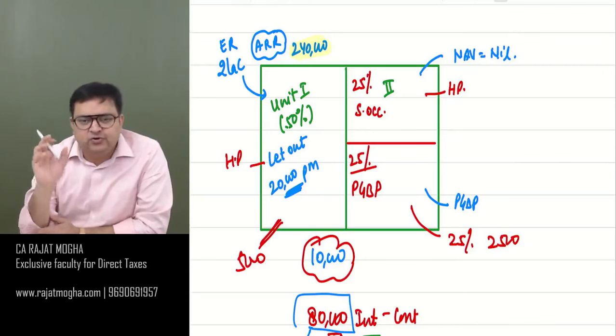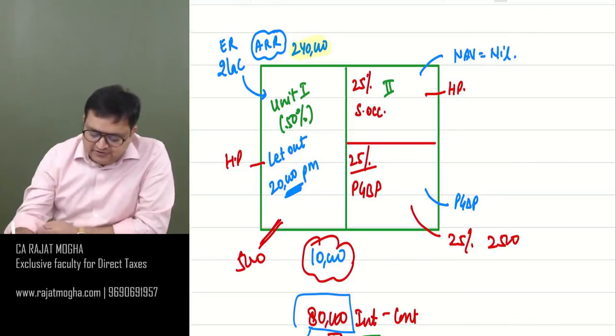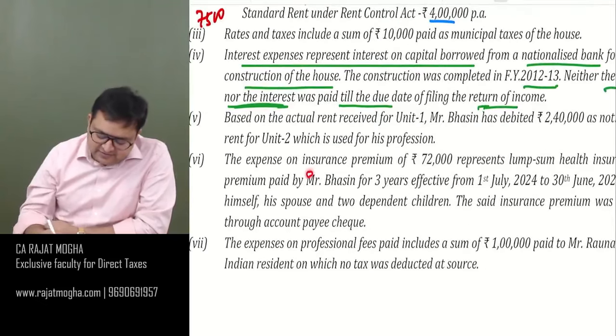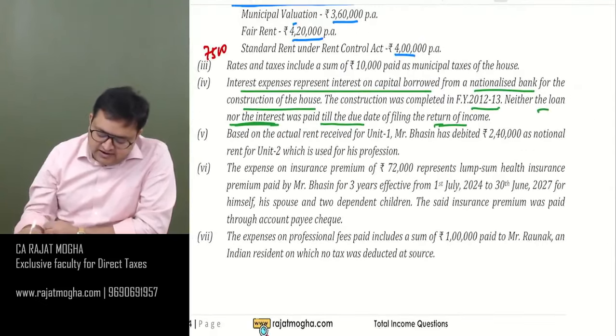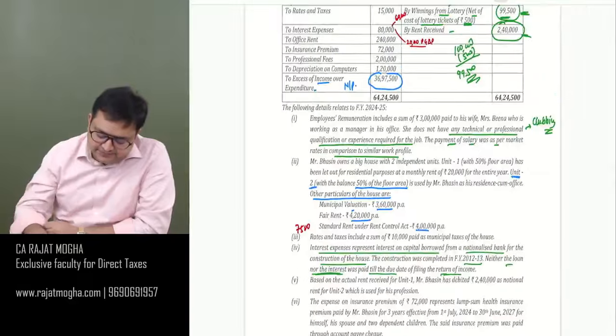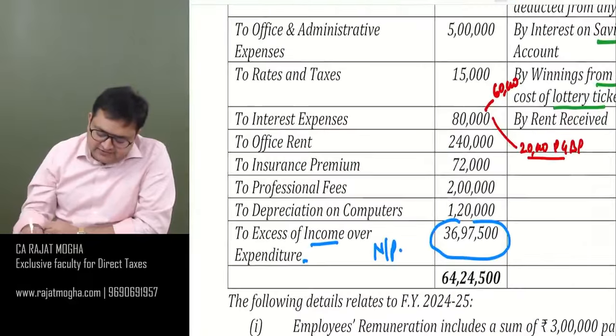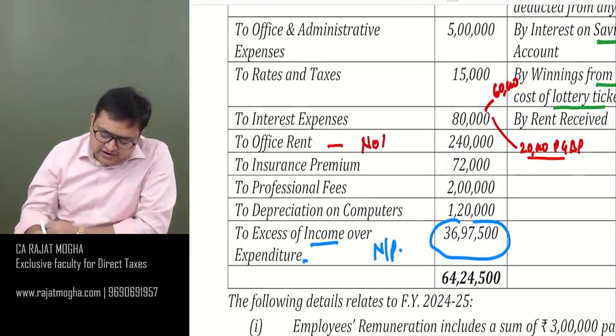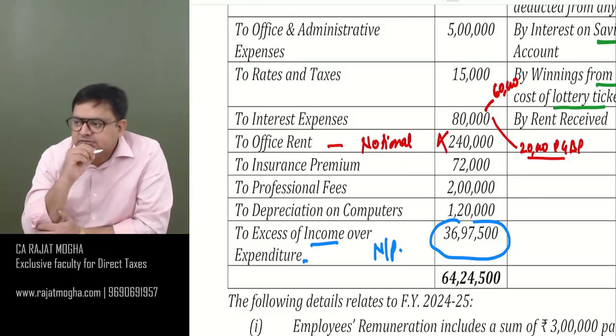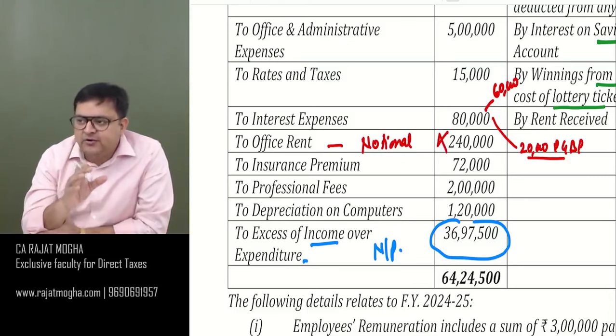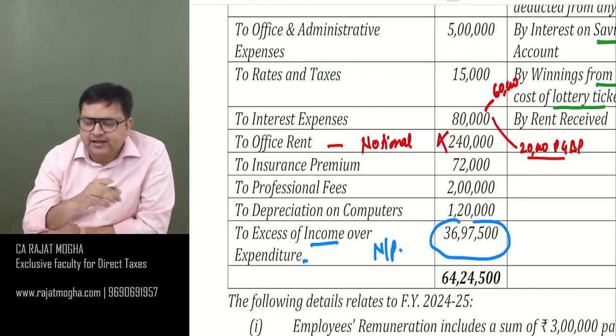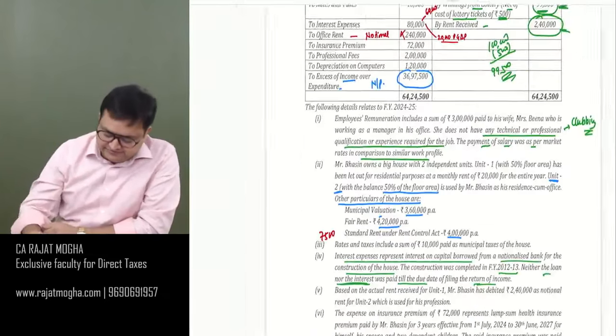Not allowed. The 240 which you have debited. So this person is saying that this expense of rent is a notional rent. This office rent is actually a notional rent. We will not allow it. So 240 will not be allowed. Why? It is not an actual rent. It is a notional rent. I believe everyone is okay on this because it's easy.